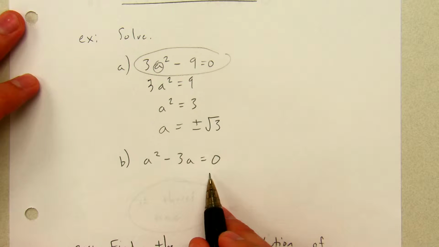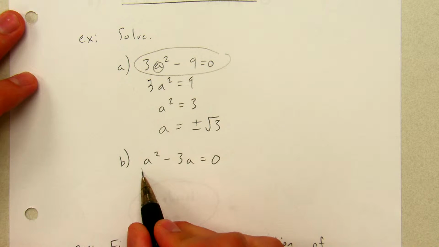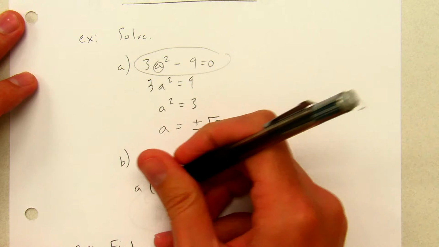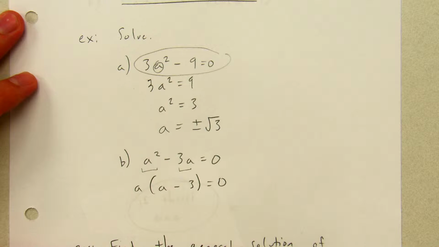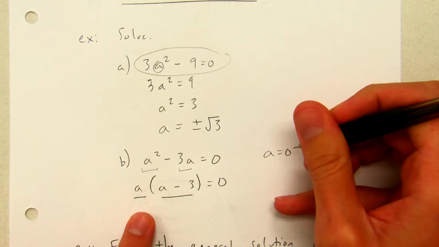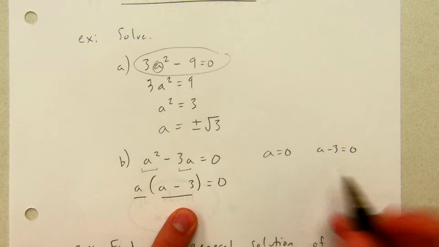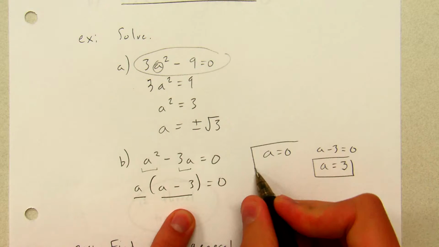To solve this equation, I need to start with my most basic kind of factoring, the first kind of factoring I always check for, GCF. What is the greatest common factor of my two terms? It's a. So I factor out an a, and I'm left with a minus 3. Now, to finish solving, I set each factor equal to 0 separately and solve. So a equals 0, and a minus 3 equals 0. I finish solving this one by adding 3 to both sides, and my two solutions are a equals 0 and a equals 3.